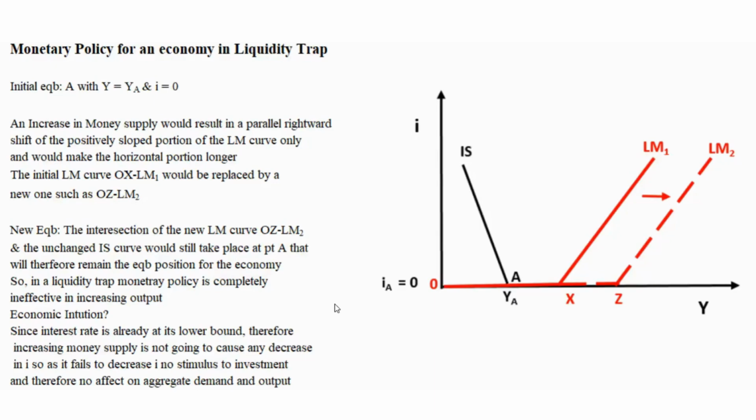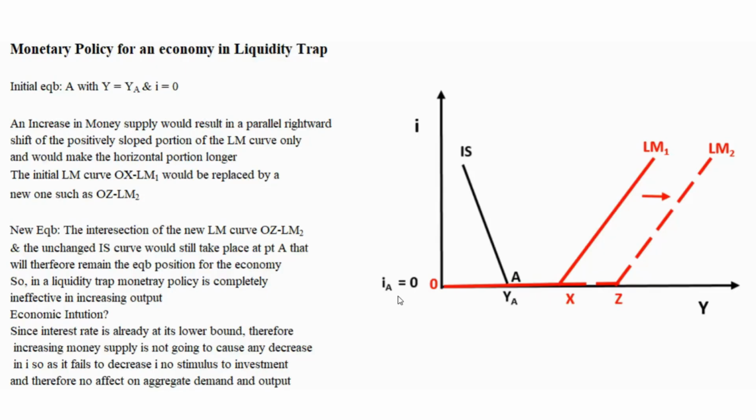Want to look at monetary policy for an economy in a liquidity trap. Since the economy is in a liquidity trap, that is, with an equilibrium nominal interest rate equal to zero, we know the initial equilibrium of the economy would occur somewhere along the horizontal portion of the LM curve. So it would be where the IS curve intersects the horizontal portion of the LM curve, somewhere like point A in the figure here, where we can see our initial equilibrium output is YA, and since the economy is in a liquidity trap, its equilibrium nominal interest rate is zero.